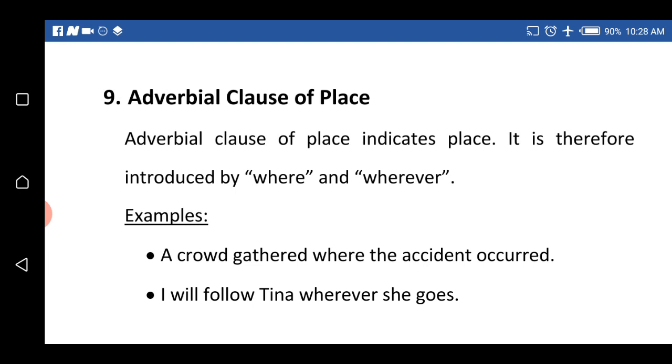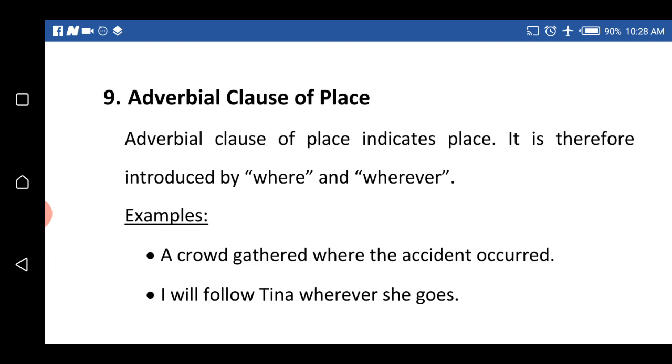Examples: a crowd gathered where the accident occurred. Where the accident occurred typifies the clause of place. It tells us of the place we can find the crowd.